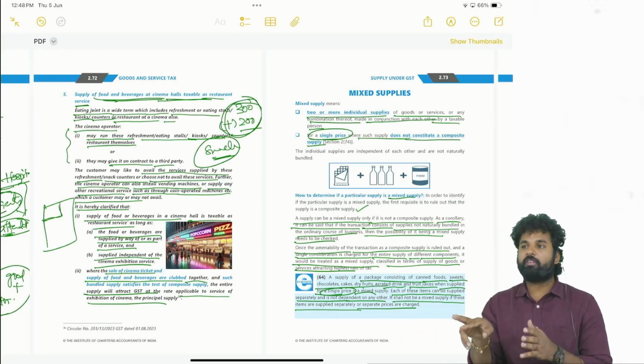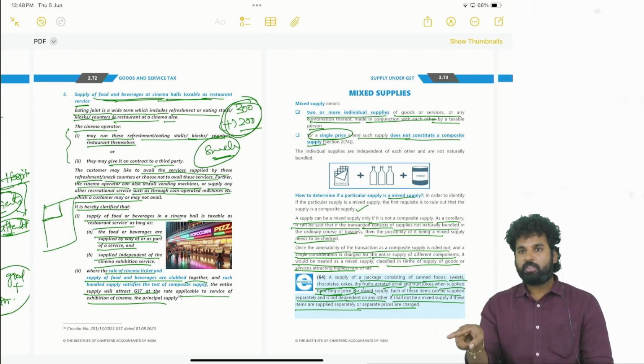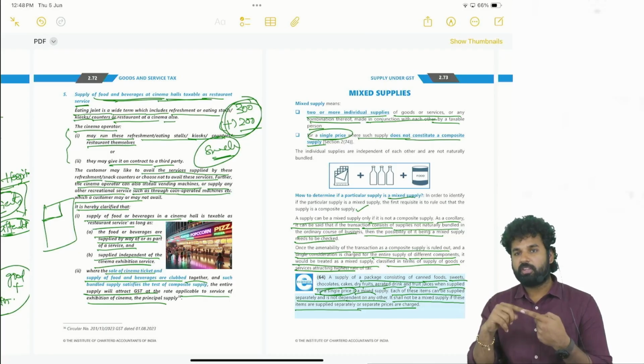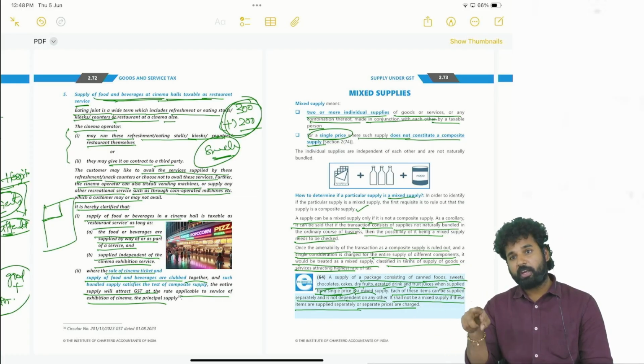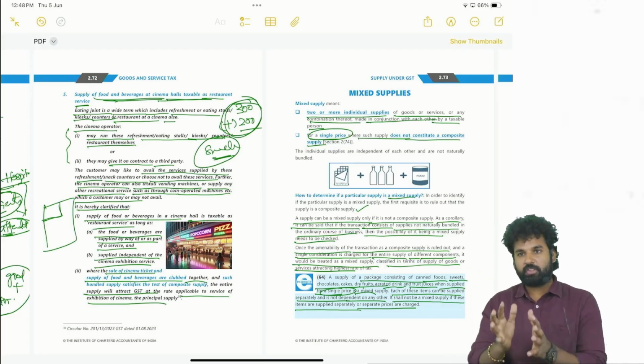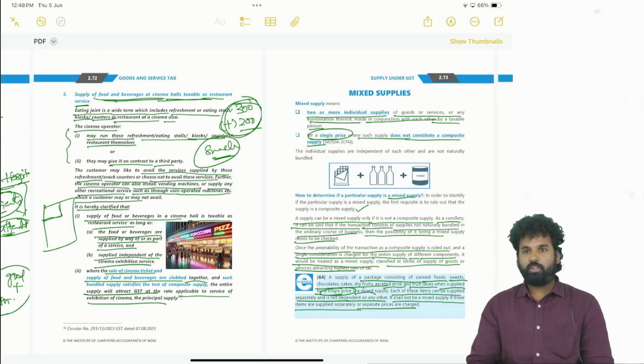In order to determine whether it is a mixed supply, first of all we need to rule out whether it is a composite supply. If not, it may be a mixed supply. Whenever items are mentioned separately in the invoice and charged separately, separate rates can be applicable. Whenever it is charged for a single price, the highest rate in the bunch or mix can be applied. So this is what a mixed supply is.